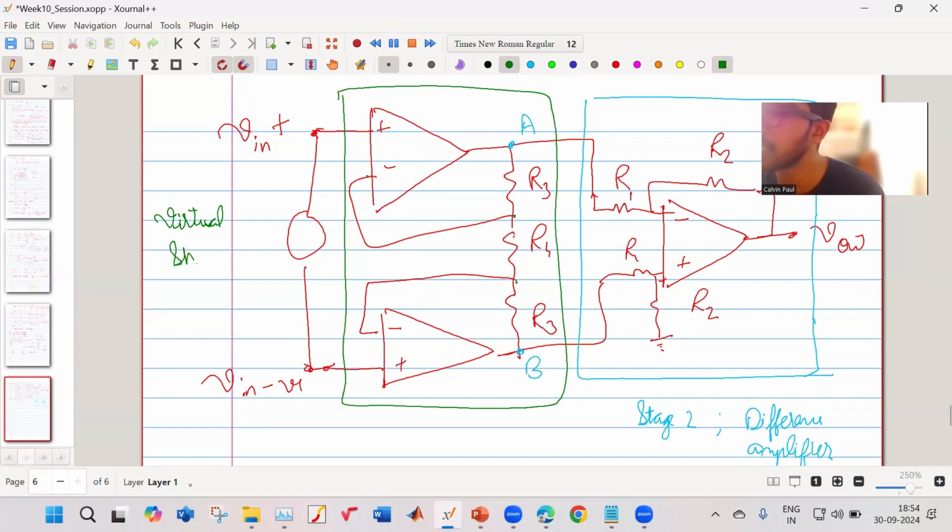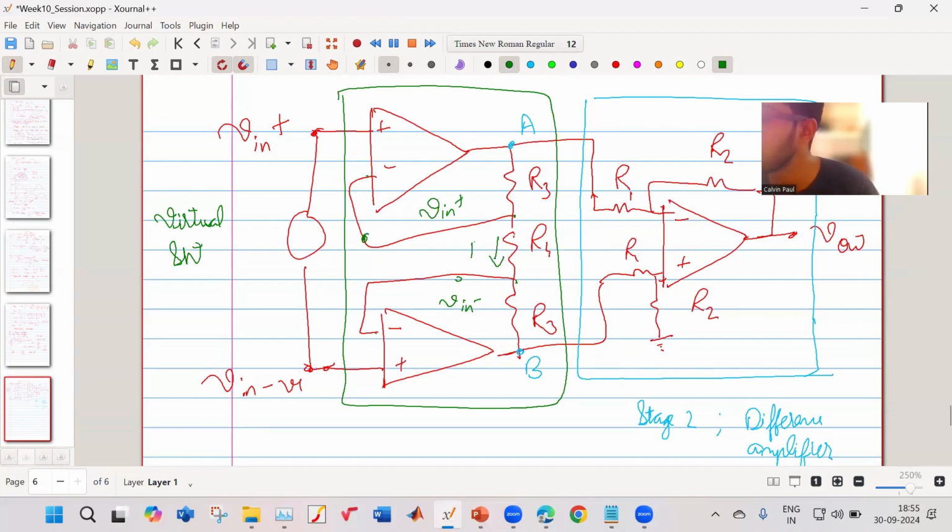Virtual short principle is being followed. That means the voltage over here is your V in positive, and the voltage over here is your V in negative. Okay, that is one thing. Next, we know ideally the current into the input terminal of the op-amp will be 0.